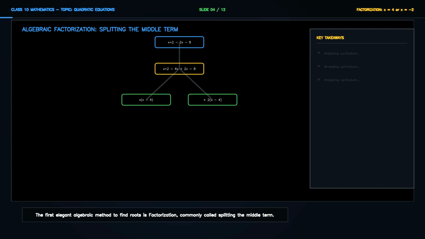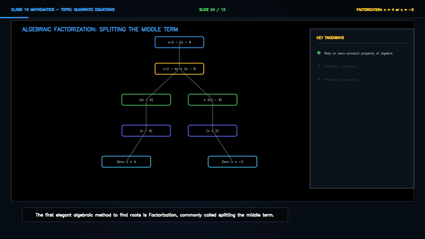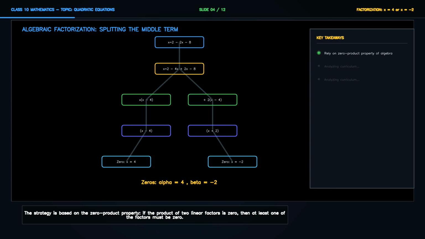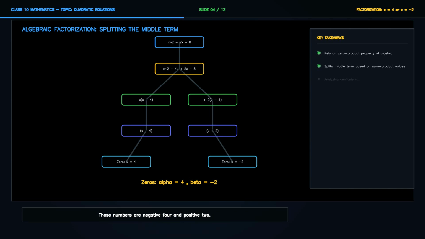The first elegant algebraic method to find roots is factorization, commonly called splitting the middle term. The strategy is based on the zero product property. If the product of 2 linear factors is 0, then at least one of the factors must be 0. To solve x squared minus 2x minus 8 equals 0, we look for 2 numbers that multiply to the constant term negative 8 and add to the middle coefficient negative 2. These numbers are negative 4 and positive 2.